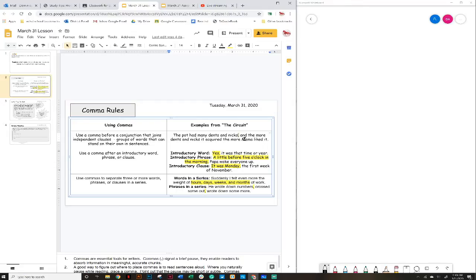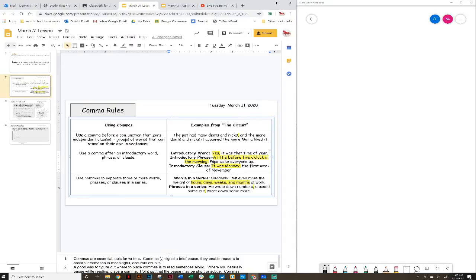Next, use a comma after an introductory word, phrase, or clause. Introductory word. Yes, comma, it was that time of year. Introductory phrase. A little before 5 o'clock in the morning, Papa woke everyone up. Introductory clause. It was Monday, the first week of November.